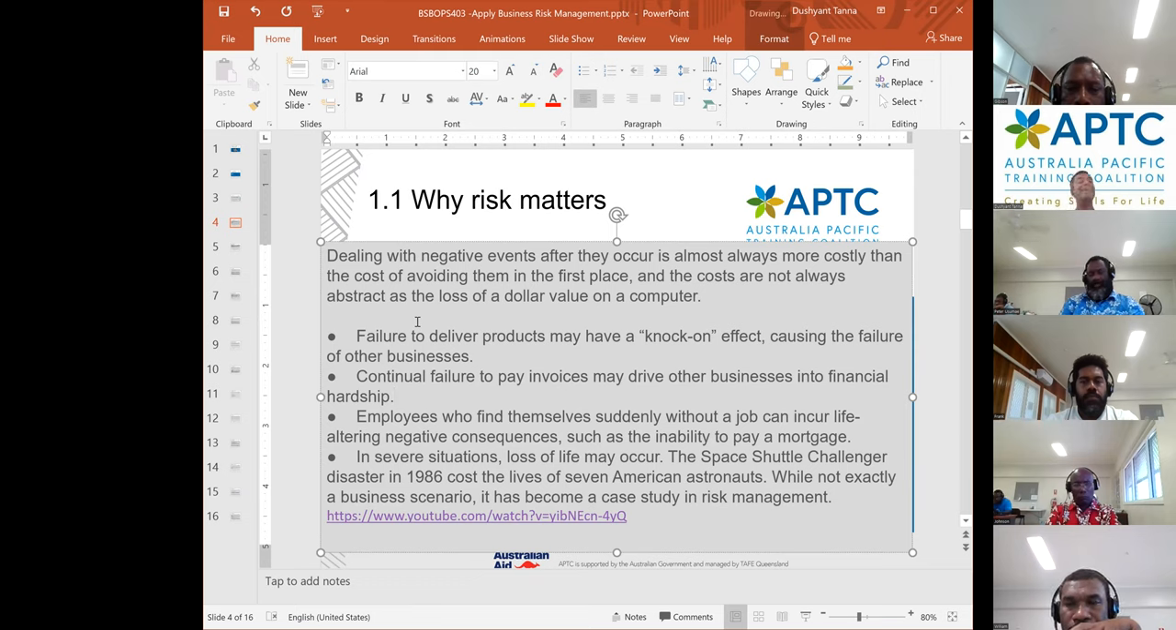This is what happened in the financial crisis. We call it GFC. Yeah? Anyone knows what is GFC? Anyone? Okay. That's not good.